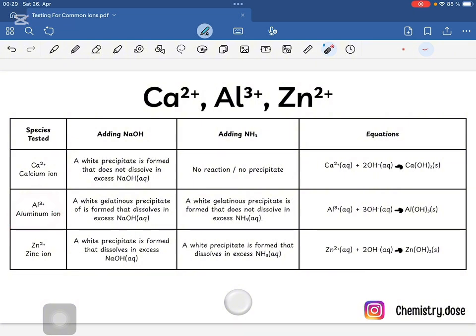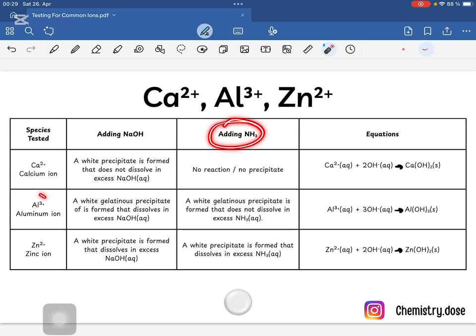For the aluminum ion, whenever you hear the word gelatinous, then this means that it's the aluminum ion. It's a white gelatinous precipitate that dissolves in excess NaOH, unlike Ca2+, which doesn't dissolve in excess NaOH.